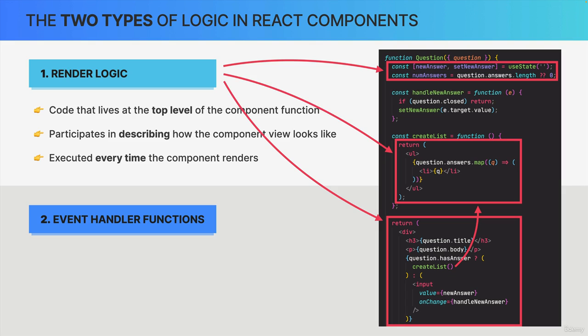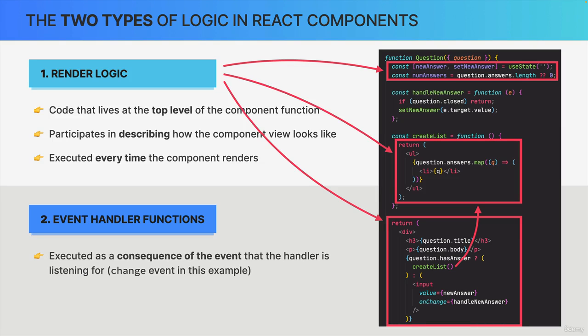Now, moving on to event handler functions, those are very easy to identify. So they are basically pieces of code that are executed as a consequence of the event that the handler is listening to. So in our example, we have this line of code that essentially registered handle new answer for the change event, and therefore handle new answer is our event handler function. And this is of course nothing new at this point. So we have done this many times in the course, right?